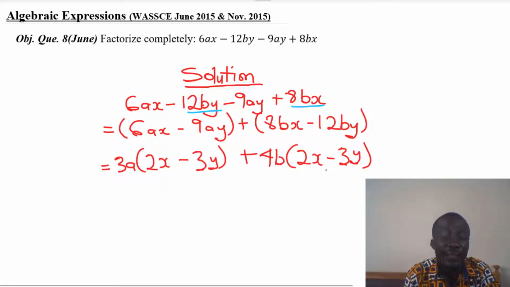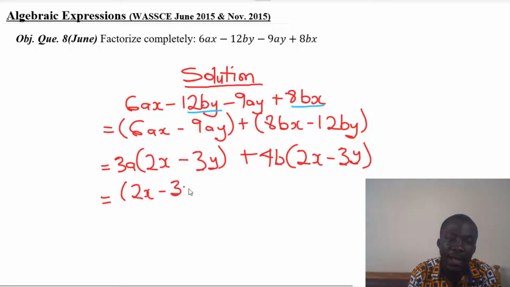When you get something like this, it's a clue that you are on the right path. And when we reach here, we can continue by factorizing 2x minus 3y because it is common to both this term and the second term. Then when we do that, we are going to get 3a plus, we have factored this out, so we are going to get 4b. And this shall be our final solution.